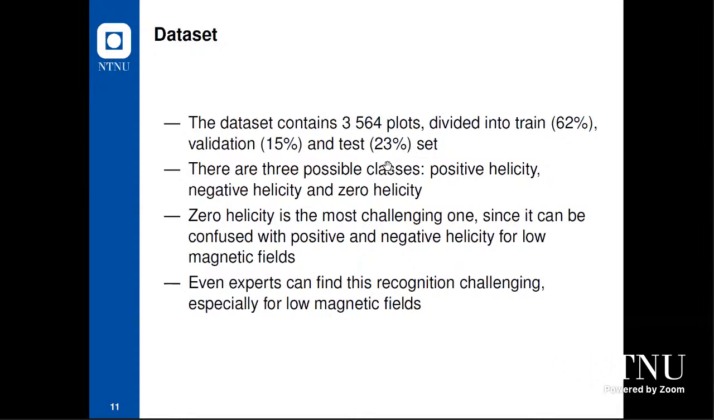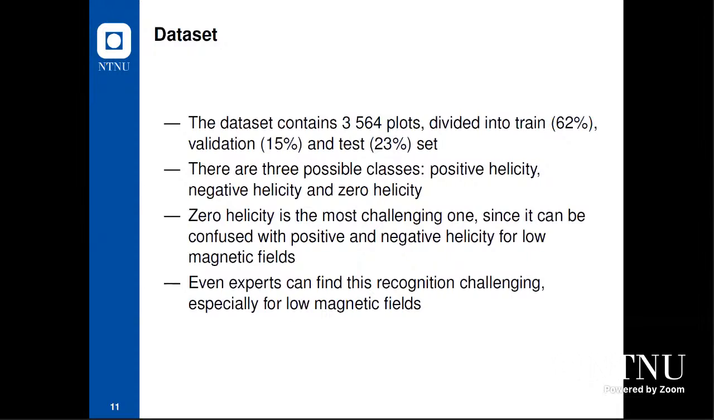And there are three possible classes that are positive helicity or clockwise, negative or counterclockwise, and zero. As I mentioned, the zero helicity is the most challenging one because, of course, positive helicity is more similar to zero helicity than to negative helicity, and the same applies symmetrically.